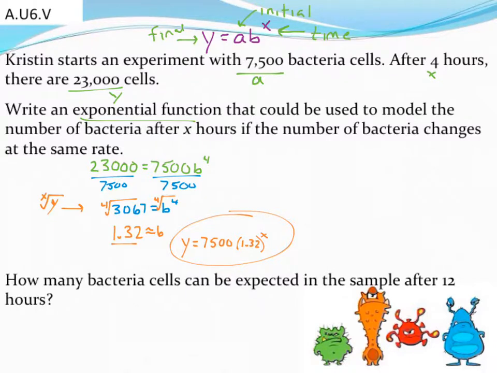That's actually what they're asking me to do in part B here. They want to know how many cells I can expect in the same sample if 12 hours have passed. So that's going to be my new x value. Luckily, I have all the other values figured out, so I can just get a calculator out and plug all this in. 7,500 times the 1.32 raised to the 12th power gets me approximately 209,869 cells. I'll round to the nearest cell in this case.